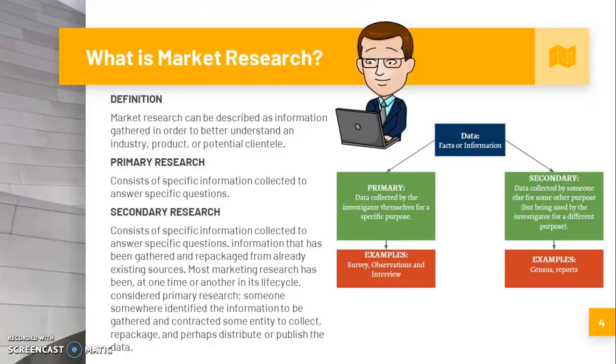What is market research? Market research can be described as information gathered in order to better understand an industry, product, or potential clientele. There are two kinds of data collection, primary and secondary. Primary is more like what we did in class. We were gathering primary data, and we did it to segment the classroom and to see the common things you have in different segments of your little market.